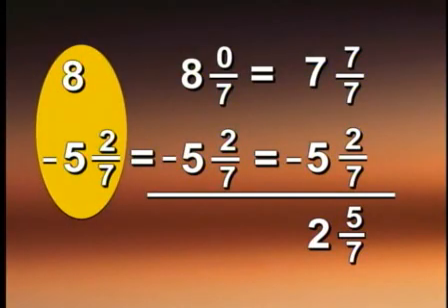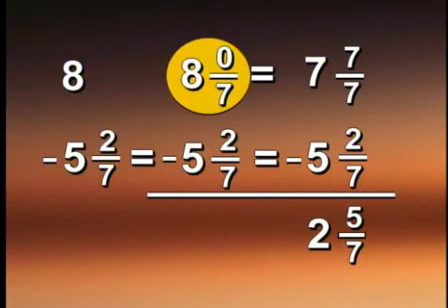Okay, the next problem. Now you'll notice the missing fraction, or the number without a fraction, is on top. We have 8 minus 5 and 2/7. Same idea. The common denominator is 7, right? Might as well use the same denominator, and the numerator is 0 because 8 and 0/7 is the same as 8. But now we can't subtract.